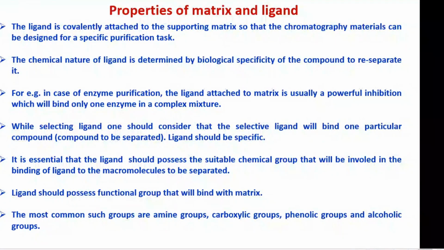Then it is essential that the ligand should possess a suitable chemical group that will be involved in the binding of the ligand to the macromolecules to be separated. So that means the ligand should possess a suitable chemical group which is involved in the binding of the ligand molecule and the separation of the macromolecules. That means what will happen? So first we'll make the matrix. The matrix has some kind of stationary phase.